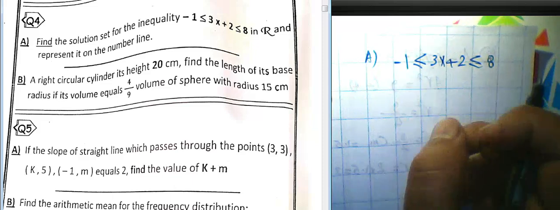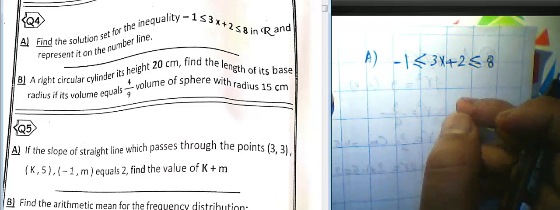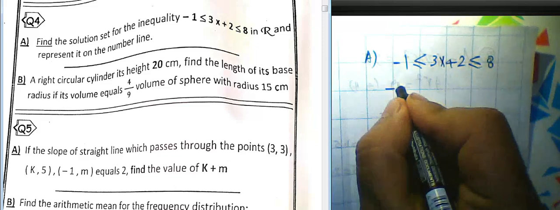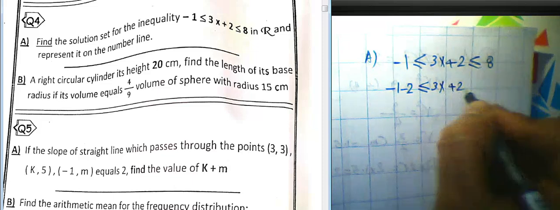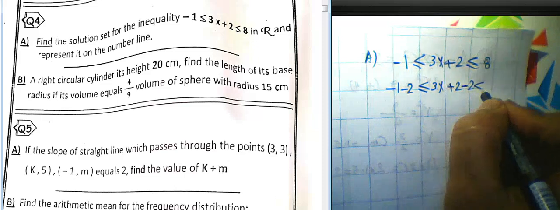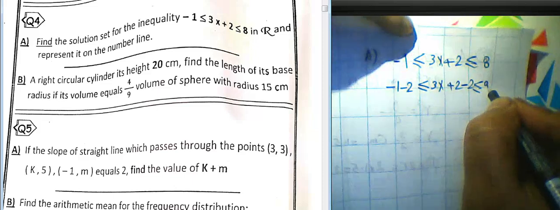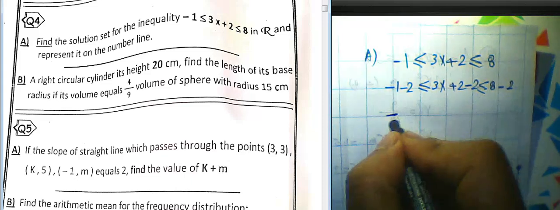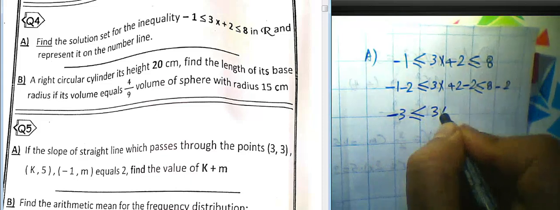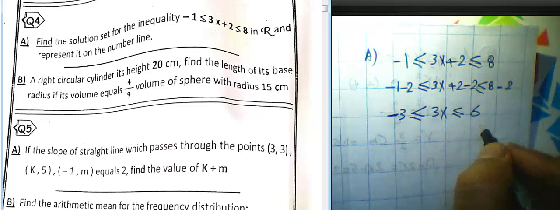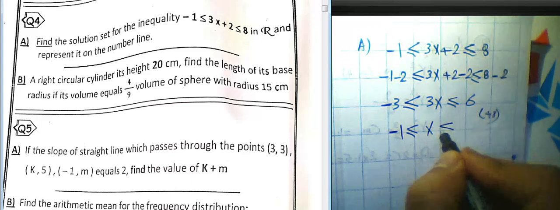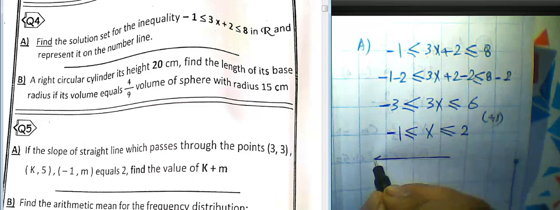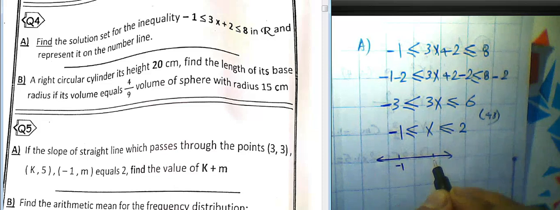Expression 1, expression 2, expression 3, all sides, okay? Subtract 2 from all sides. We must write -2 here: -1 minus 2 less than or equal to 3x plus 2 minus 2 less than or equal to 8 minus 2. The result here is -3 less than or equal to 3x less than or equal to 8 minus 2 equals 6, and then we can divide by 3 to find the simplest form. It will be -1 less than or equal to x less than or equal to 6 divided by 3 equals 2, and then write -1 and 2.